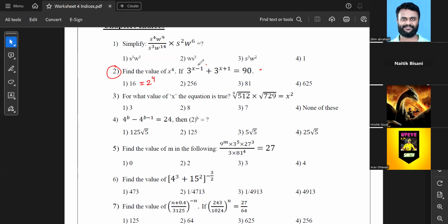In this case, 3 raised to 2 minus 1 is 3 raised to 1, which is 3. And 2 plus 1 is 3, and 3 raised to 3 is 27. 3 plus 27 is not going to be my answer, which means 2 is not an option for me.